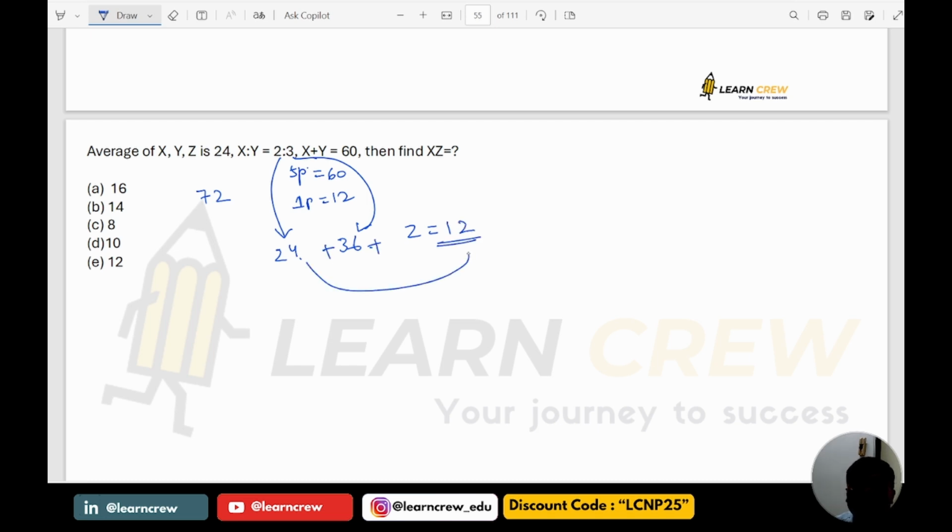Now you need XZ. It is not XZ, it is actually X minus Z. The question was wrong. You need to find X minus Z. X is 24, Z is 12. 24 minus 12 is 12. So the answer is 12 here. Next.